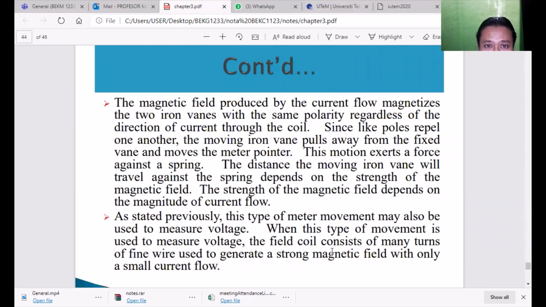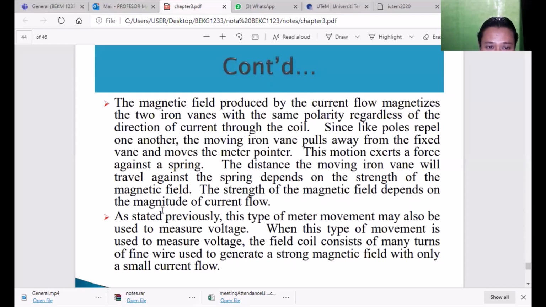Alright, so the magnetic field produced by the current flow magnetizes the two iron vanes with the same polarity regardless of the direction of the current through the coil. Since like poles repel one another, the moving iron vane pushes away from the fixed vane and moves the meter pointer. This motion exerts a force against a spring. So the distance the moving iron vane travels against the spring depends on the strength of the magnetic field, and that depends on the magnitude of the current flow.